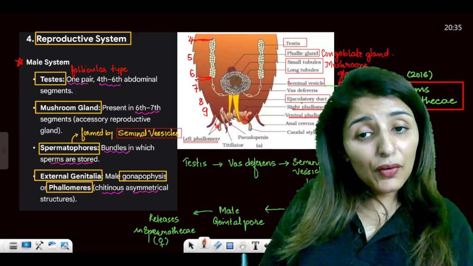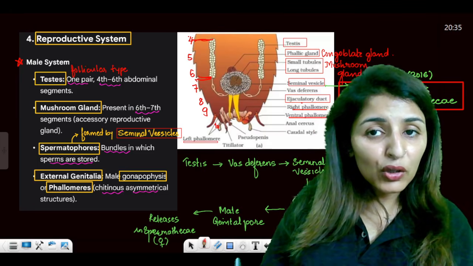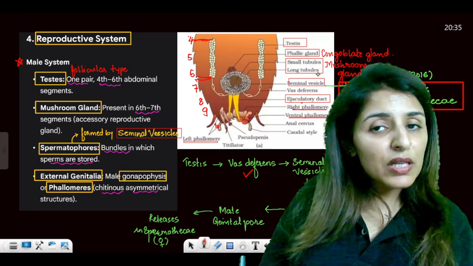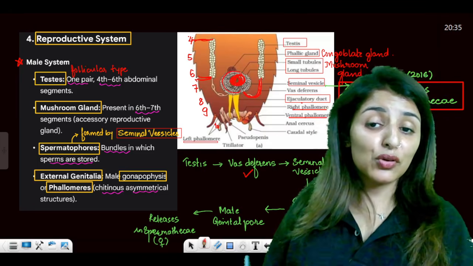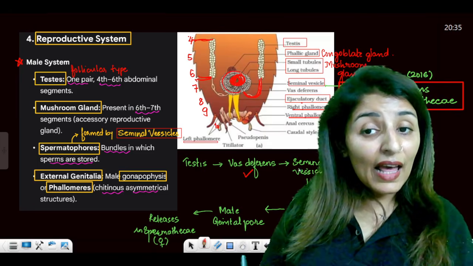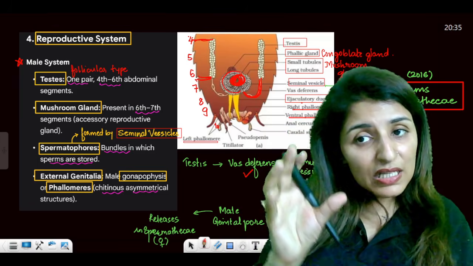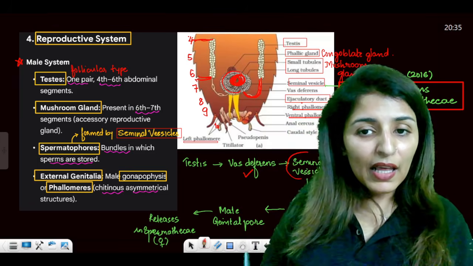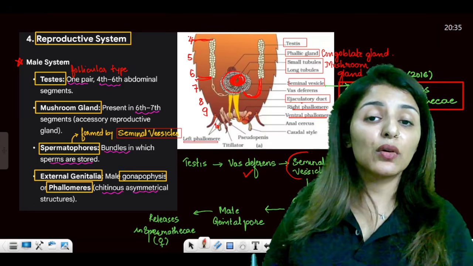Now, apart from the seminal vesicle, mushroom glands. Can you see the labeling here? There are two types of tubules, small tubules and long tubules. Small tubules are excretory in nature, while the long tubules of mushroom glands together secrete a secretion around the spermatheca. That means the ball of sperm, and now that ball will be transported into the ejaculatory duct.